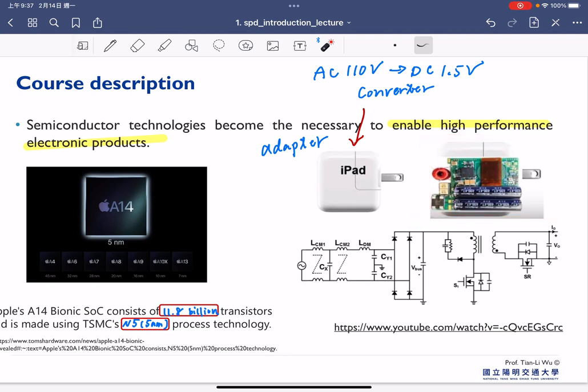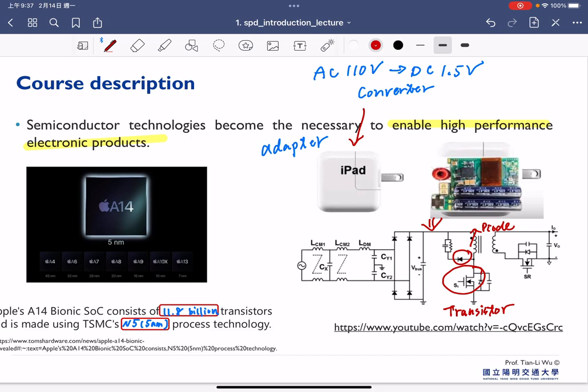Inside this adapter, you can see this is a schematic of the circuit diagram that we need for this adapter. We can see there are many different semiconductor device components, and the most important ones are, for example, this here, a transistor, and also this one, called a diode. These are all important semiconductor components that we will lecture on in this class.